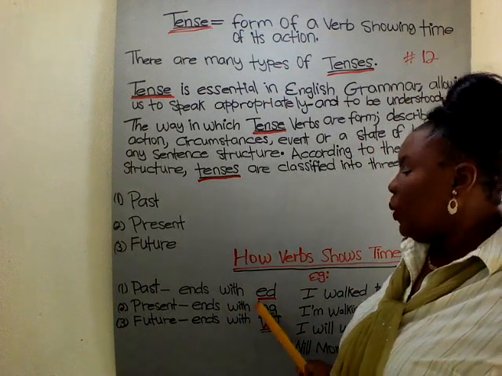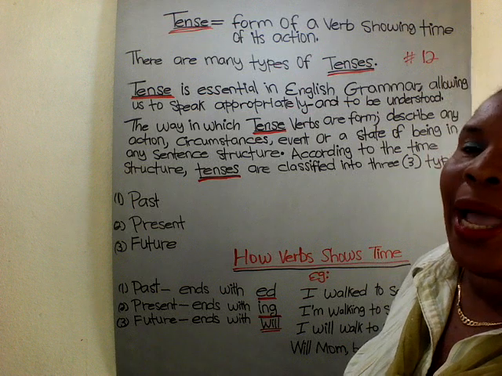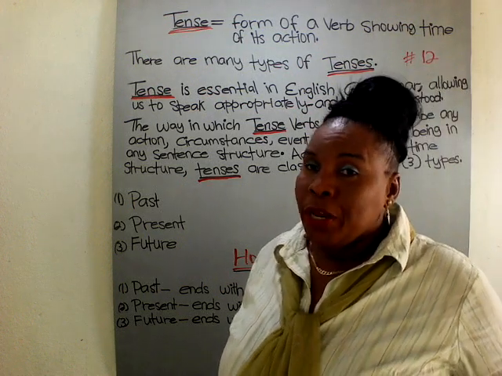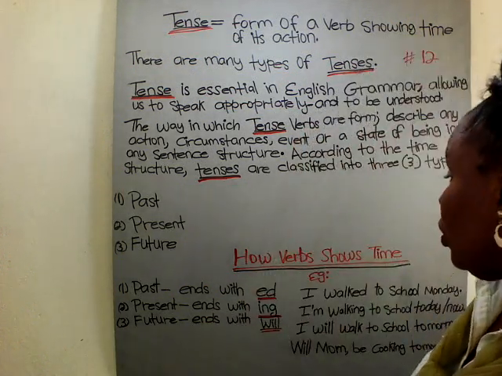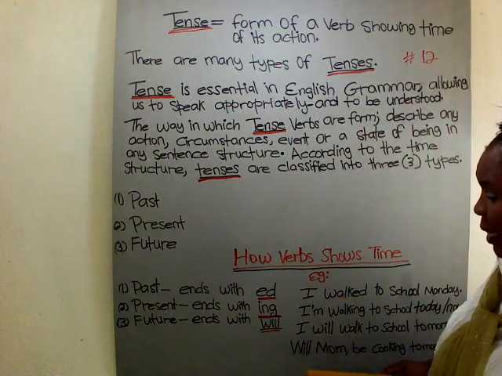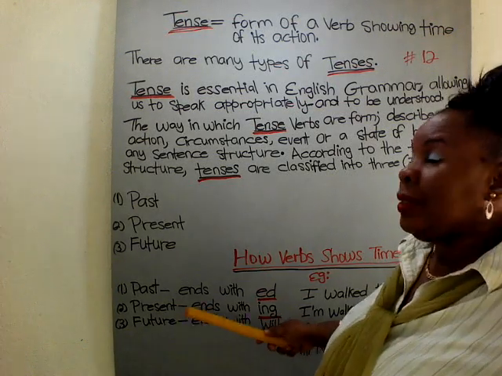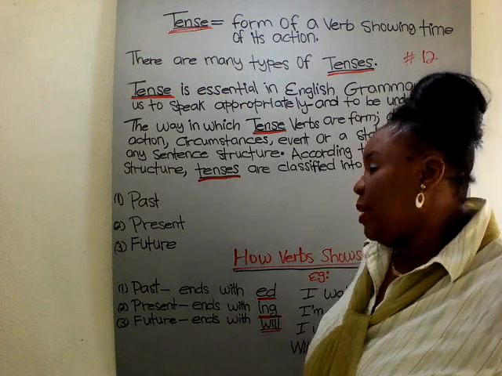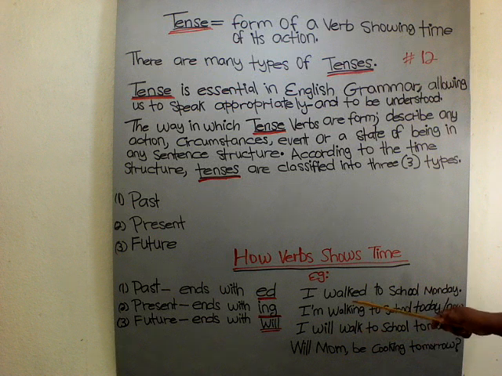Present ends with ing, so you're doing something right now. I'm walking right now. Yesterday I walked. Tomorrow I will be walking. So look at these sentences which I've given you as examples of how you would use these tense verbs in a sentence.